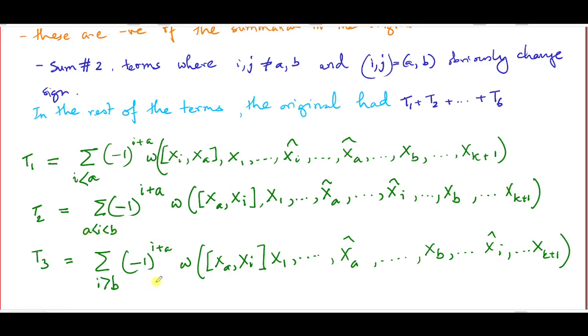And the final possibility is when i is more than b. Once again the Lie bracket is [xa, xi], and the missing xi is going to sit beyond xb in the list. So these are the three terms in which you have xa in the Lie bracket.